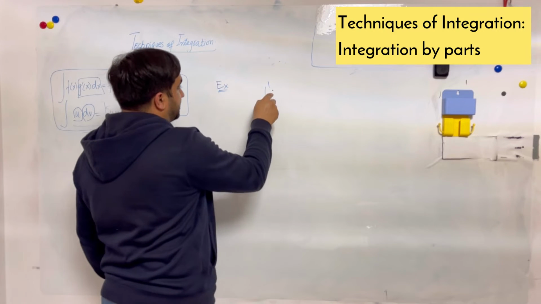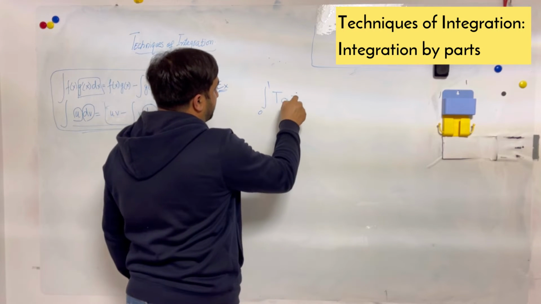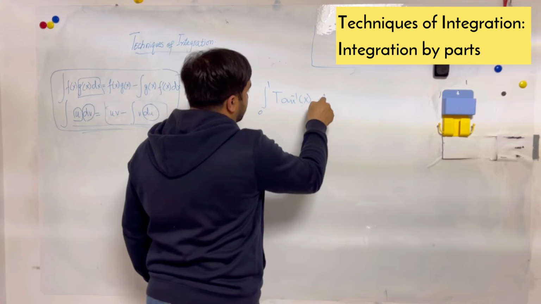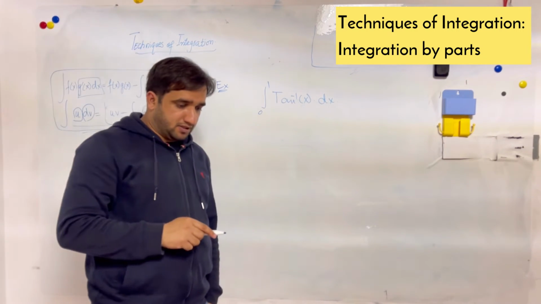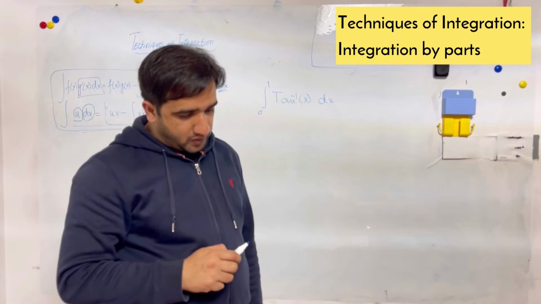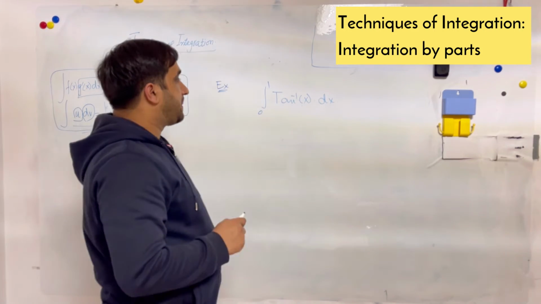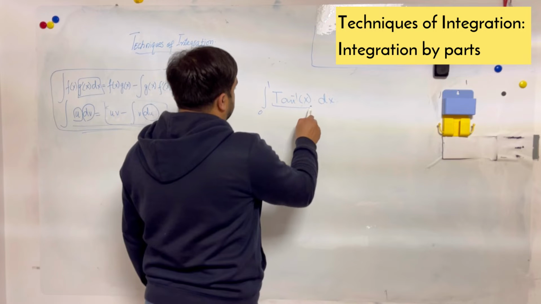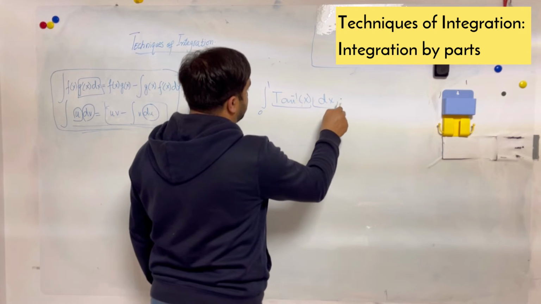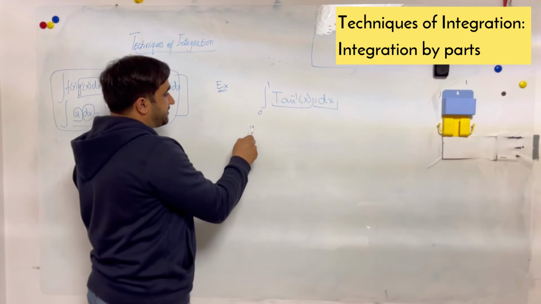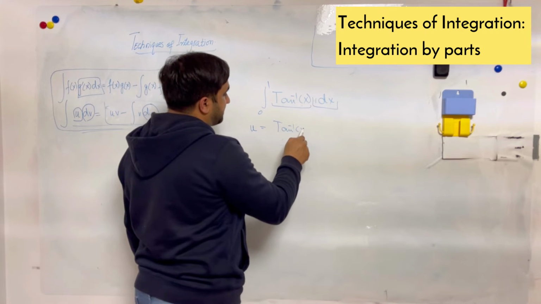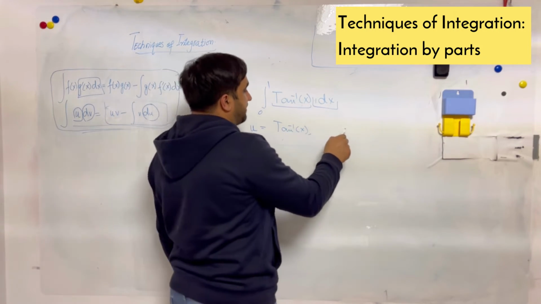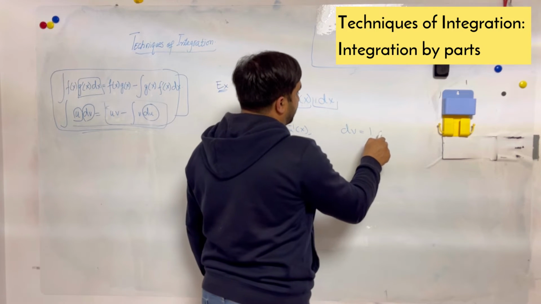Integral from 0 to 1 of tan inverse of x dx. What to do? We can try assuming these two parts. We can assume u is equal to tan inverse of x and dv is equal to 1 dot dx.